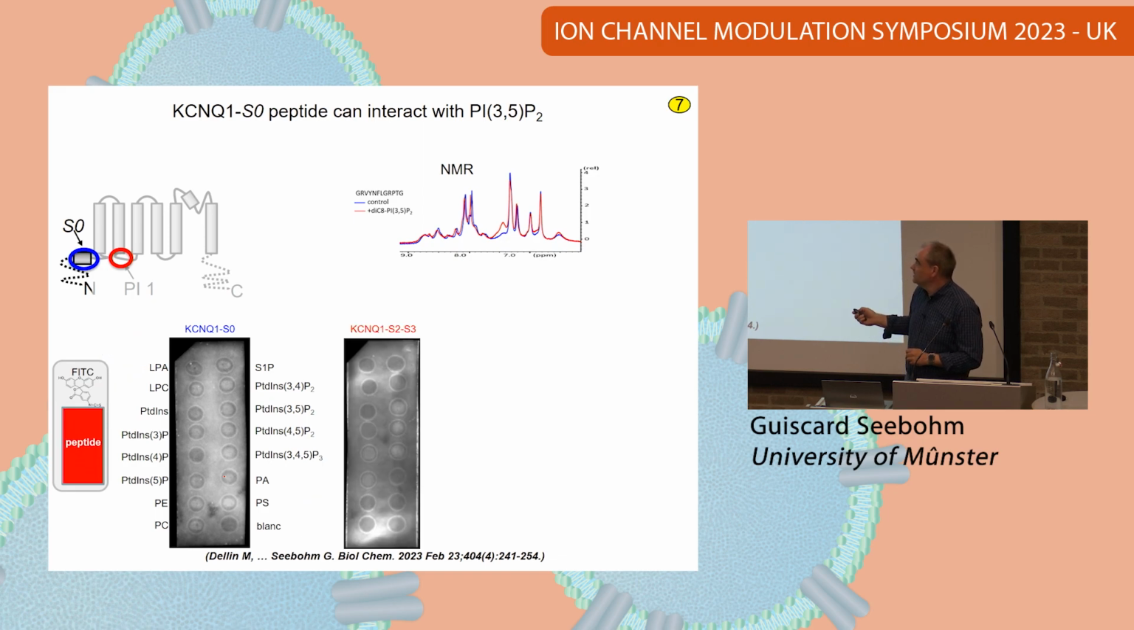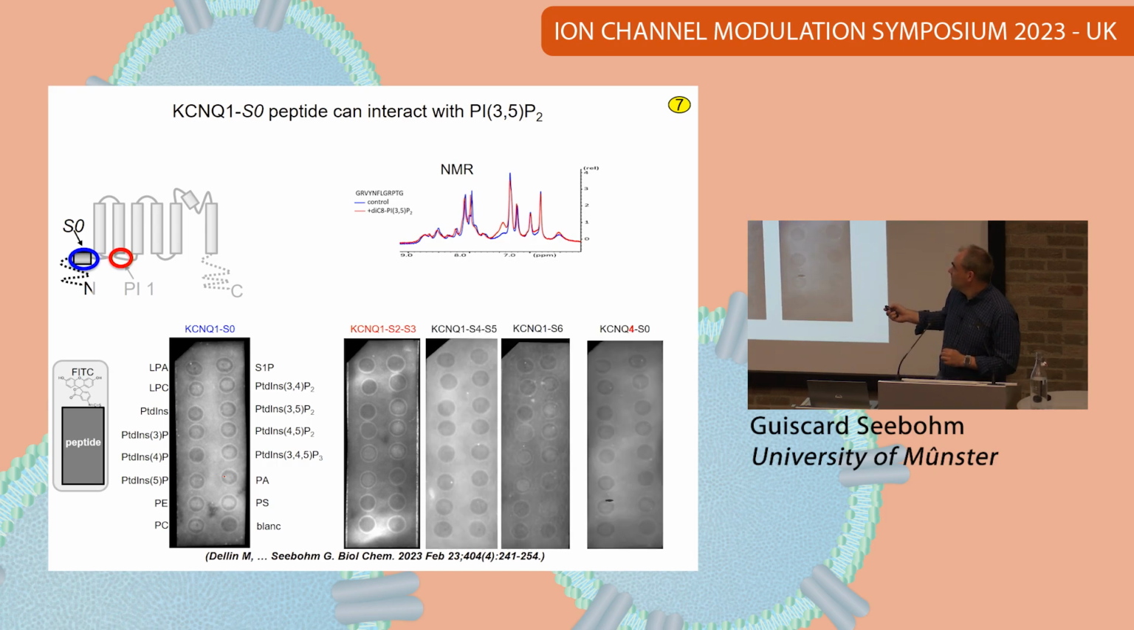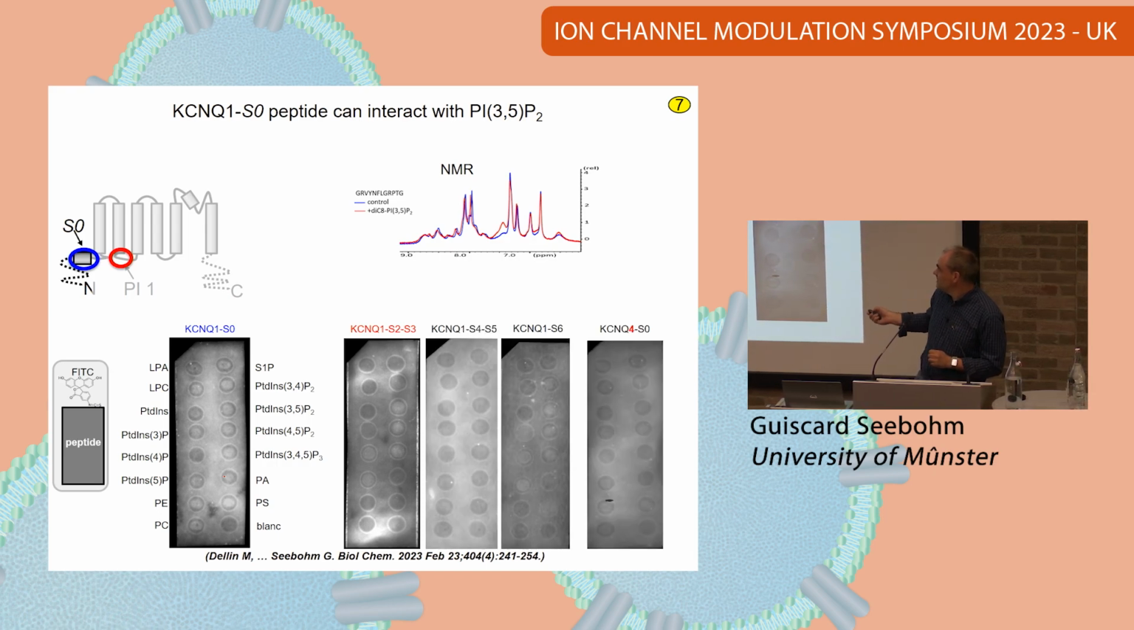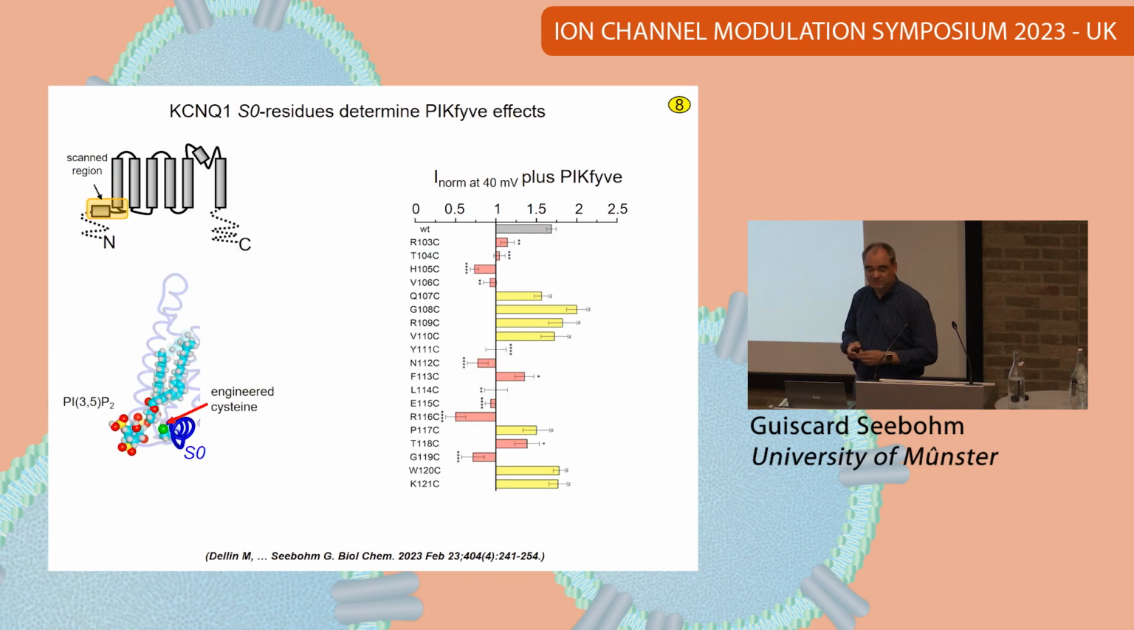So we also checked S2, S3, and you can see there seems to be some binding here in the PIP2, PIP3 region. We also did it with S4, nothing there. S6, maybe a tiny little bit. We used an S0 equivalent from a channel which is not sensitive to PIK5, and there you can see nothing. So basically there seems to be really physical interaction. We wanted to explore that further.